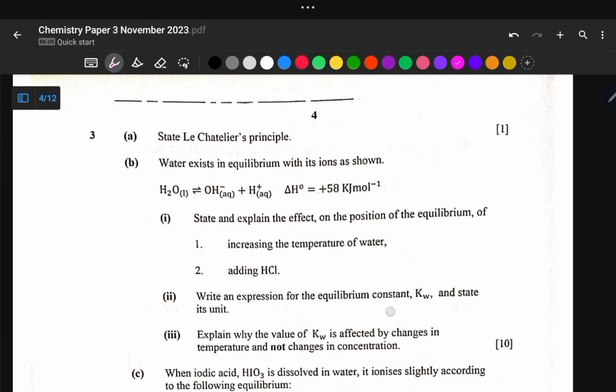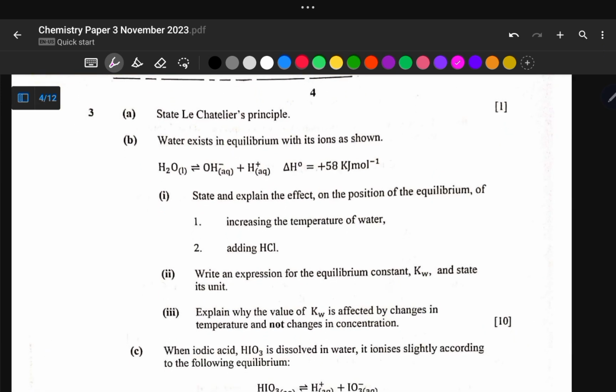Number 3 says, state the Le Chatelier's principle. So we are required to state the Le Chatelier's principle. The Le Chatelier's principle states that if a system in equilibrium is disturbed, the equilibrium position will shift to oppose the change and try to restore a new equilibrium, right?